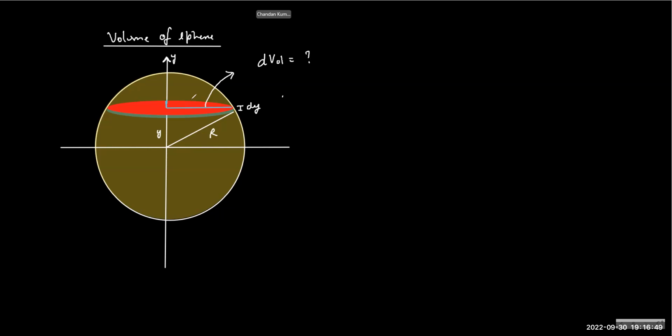And what is the cross-sectional area? Tell me, Prasan sir, what is the cross-sectional area? So pi into y square plus r square. Wow, so you know Pythagoras theorem? Have you heard this name, Pythagoras? So let's call the radius of this disk small r. What is the relationship between small r, small y, and capital R? Capital R square is equal to y square plus small r square.